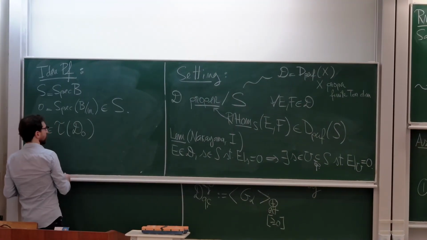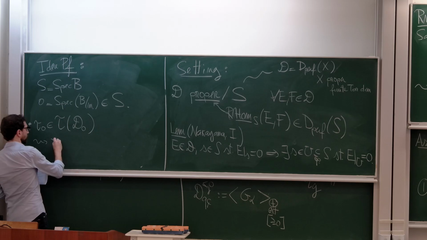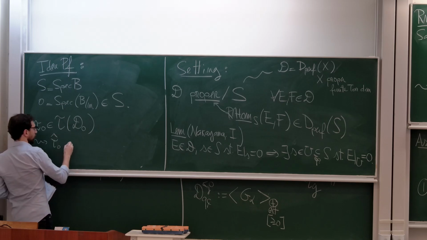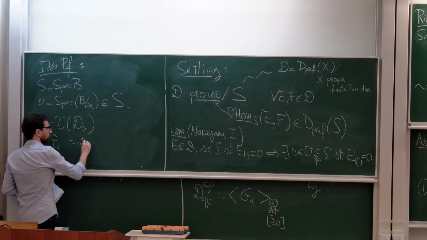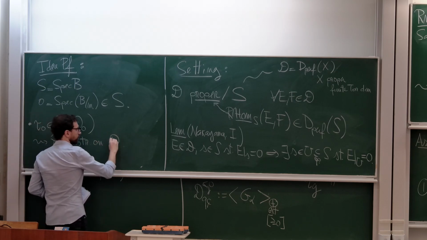So whenever I have a t-structure, I can also extend it, let me call it tau hat, to a t-structure on quasi-coherent sheaves.